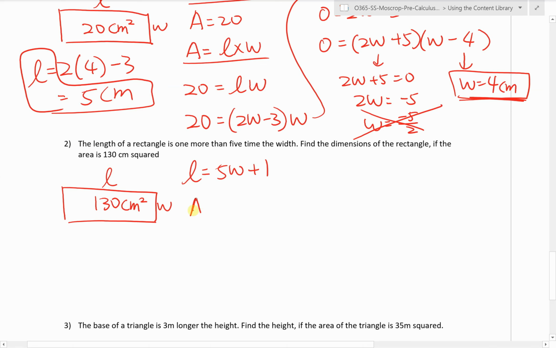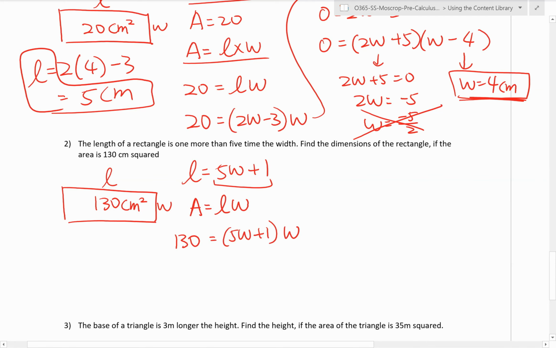We actually know the area is, again, length times width. And again, this has 2 variables, so I'm going to replace the length with this expression right here. So then we only have one single variable. We also now know that the area is 130. So I'm going to replace A with 130, I'm going to replace L with 5w plus 1, and the w is still w.